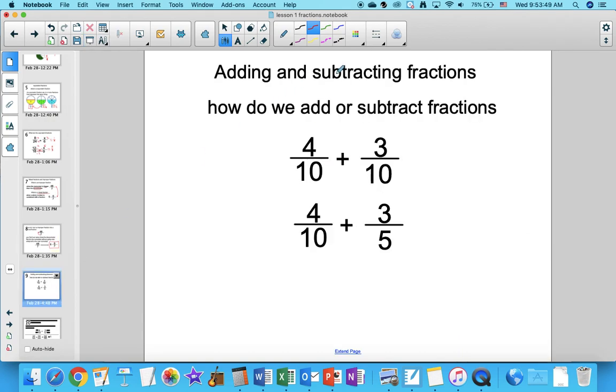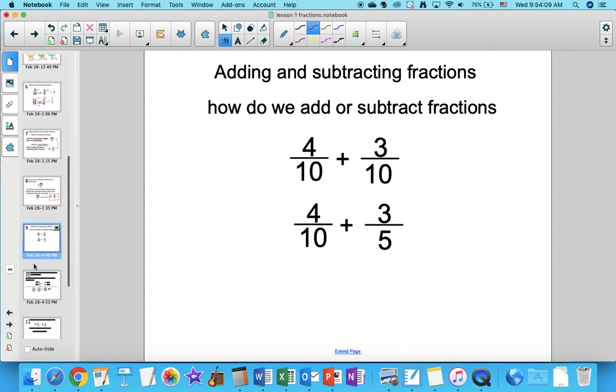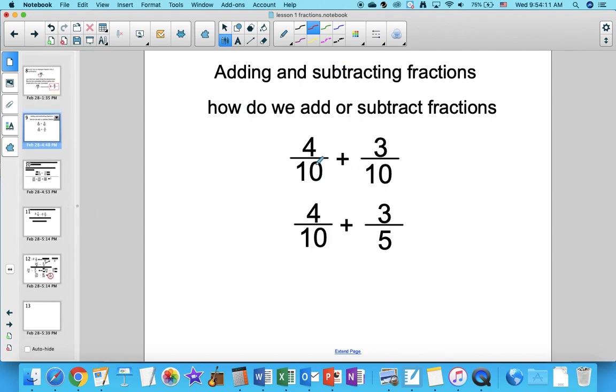So those are all those things that we've covered so far. It's a lot of information, but it's important to know. Adding and subtracting fractions. Now, this is something that catches a lot of people. How do we add and how do we subtract fractions? Well, it depends on what your denominators are. And we will go over this in the next lesson. I will have a video in and of itself just for adding and subtracting fractions because those are challenging.